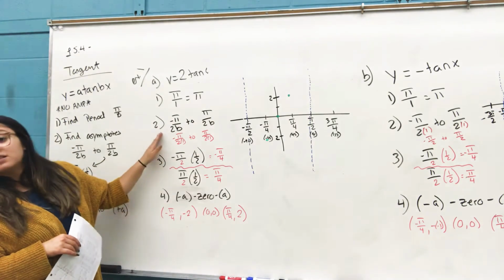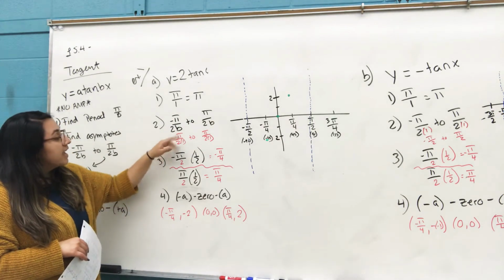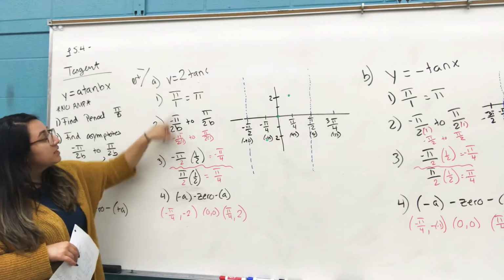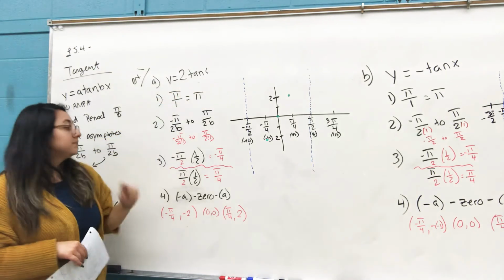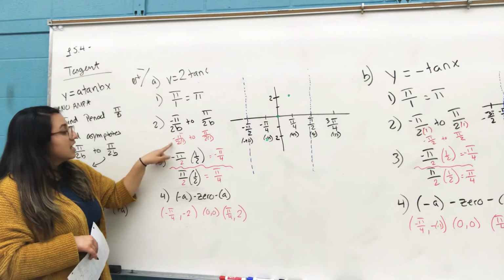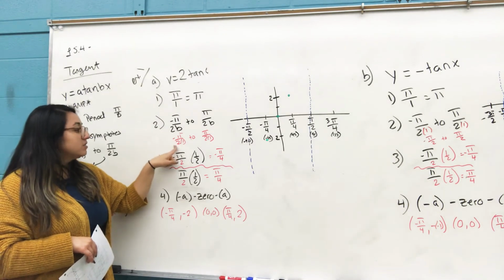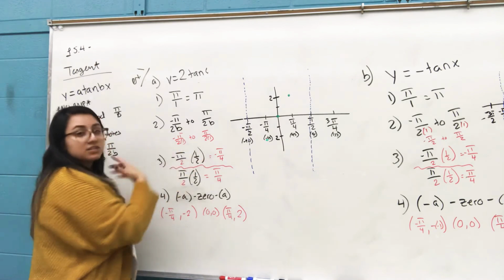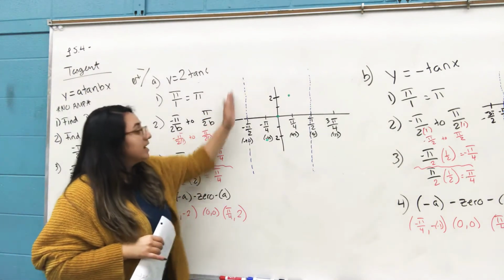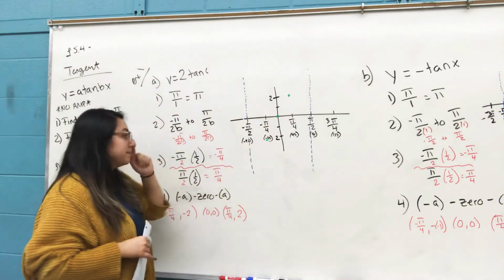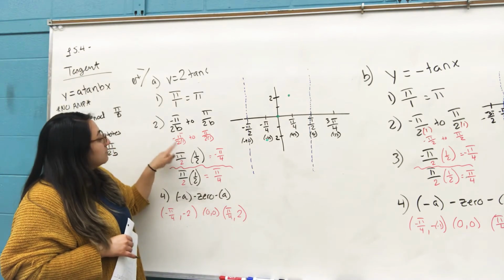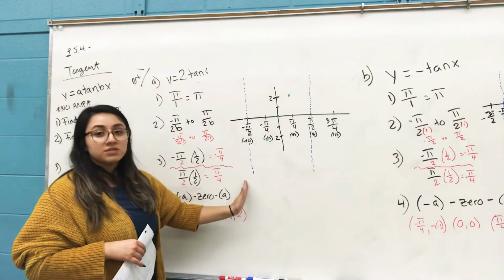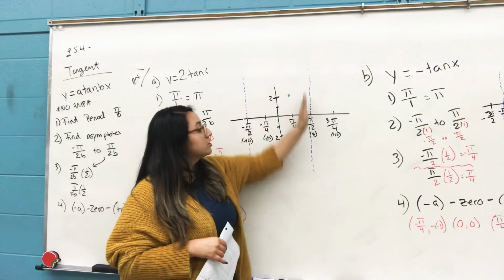Second one, negative radians over 2B to positive radians over 2B. So you're dividing and you're multiplying. B would be 1 again. So then I would end up with negative radians over 2 and positive radians over 2. That's where I'm going to draw my dotted line. That's my start and finish line. Negative radians over 2, that's my first line. Radians over 2, that's my second line.